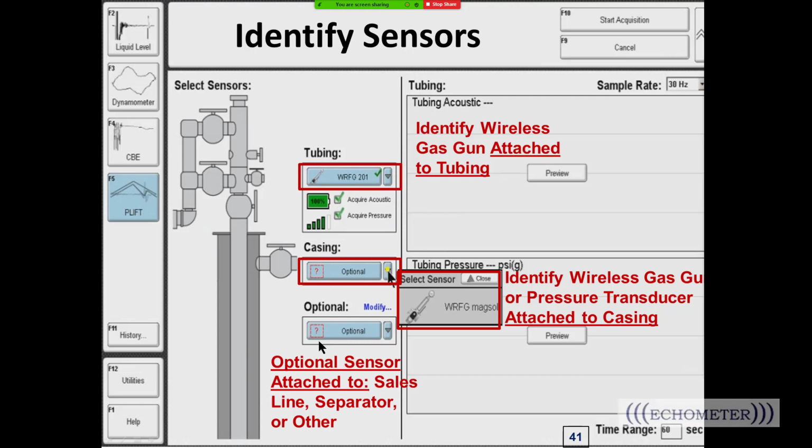We also have an optional sensor, like we can put on the separator or the sales line, if you're wanting to watch your pressures on the other side of your motor valve. So that's something you could possibly do. The preview is used to identify and make sure everything is hooked up right. So that's how preview is used.